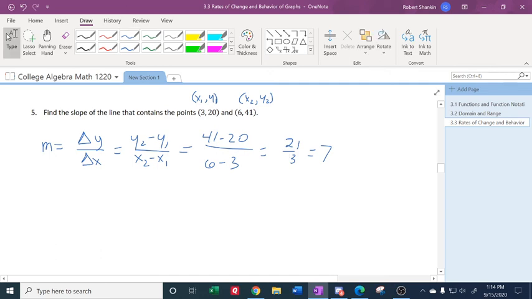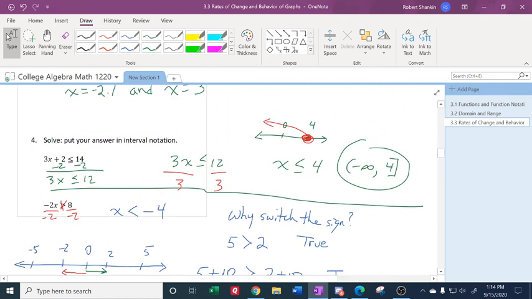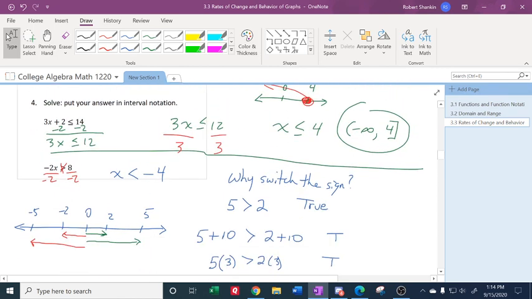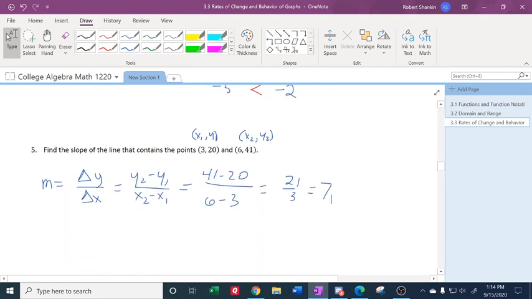Alright, so give me feedback on these last two. Number 4, which is solving inequalities, and number 5, which is slope between 2 points.